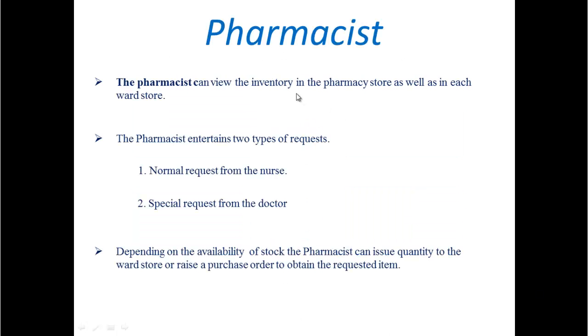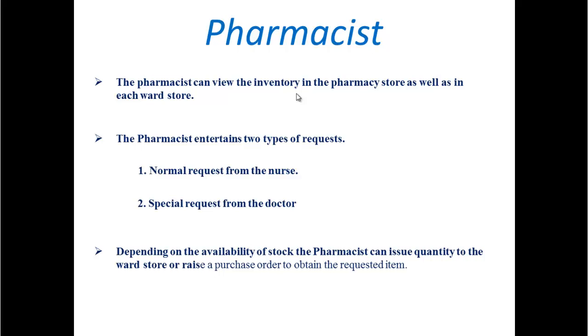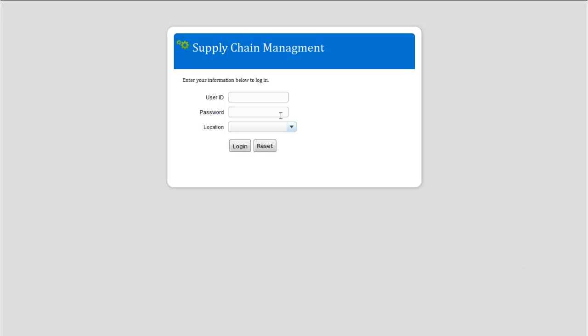Pharmacist. The pharmacist can view the inventory in the pharmacy store, as well as in each ward store. The pharmacist entertains two types of requests. First is normal request from the nurse, and second is the special request from the doctor, depending on the availability of stock. The pharmacist can issue quantity to the ward store or raise a purchase order to obtain the requested item. Let's log in by using pharmacist's credentials.